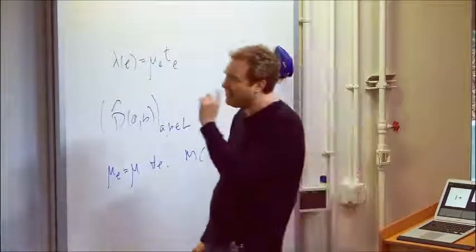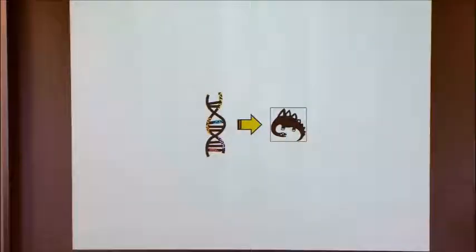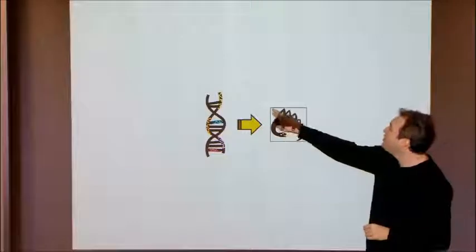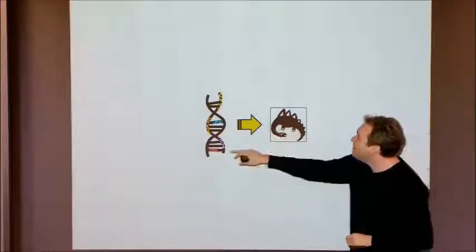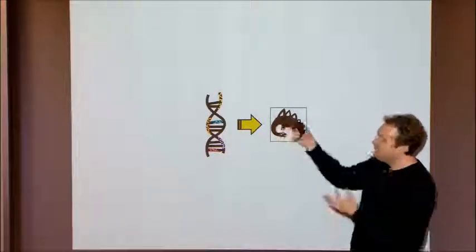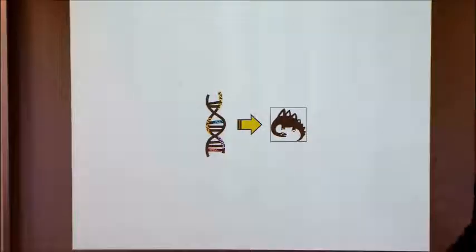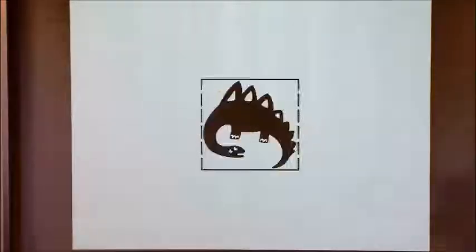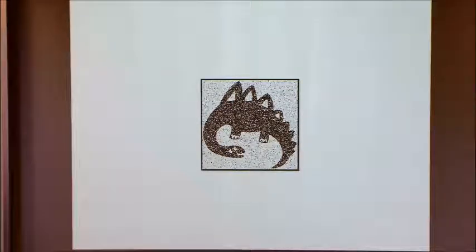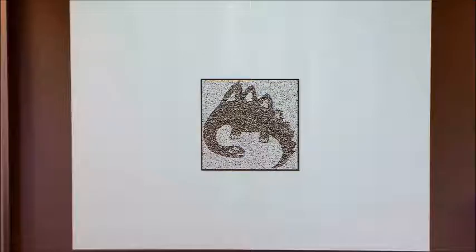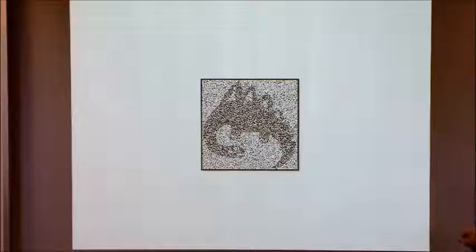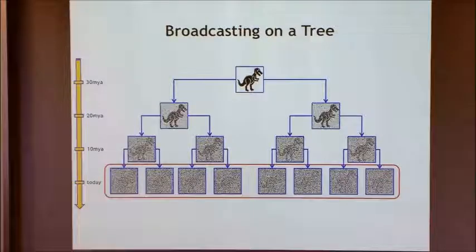Okay, before I get to that, let me just explain the picture. In this part, I'm going to think of my DNA sequences as pictures. Each pixel is one site in my DNA. Instead of A, C, G, T, I've got black and white. I'm going to visualize what happens to my DNA over time by thinking of it as random noise accumulating in my picture. So if I do this on a tree, what do I get? I get something like this.